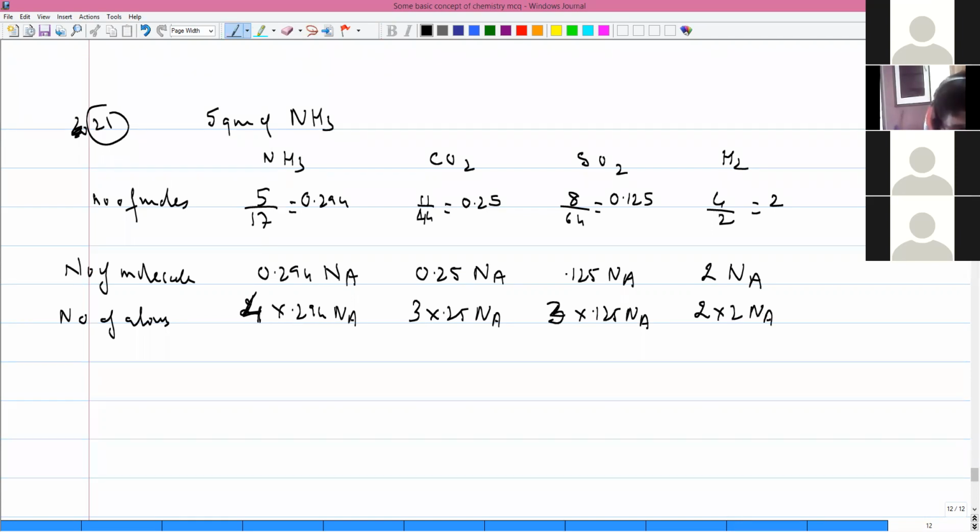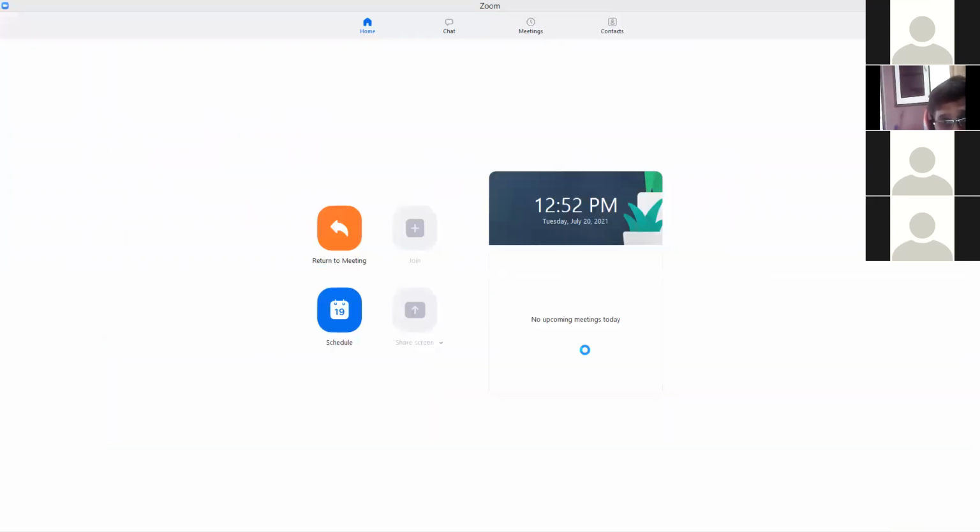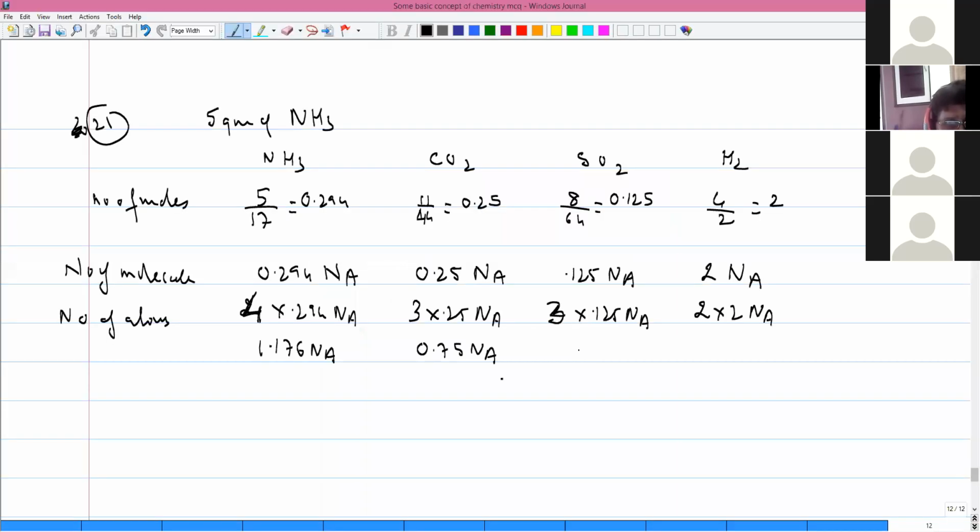So 0.294 multiply by 4 is 1.176 Na, and this is 0.75 Na, and this is 0.125 multiplied by 3, 0.375 Na, and iska 4 Na. Iska answer sabse zyada rahega, hydrogen.